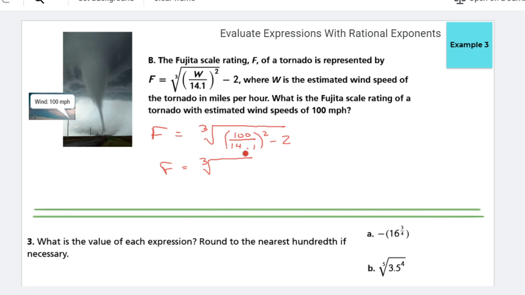Let's see. So here's what I do in my calculator. I'm going to start, let me open up my iPhone calculator, because that's what a lot of you guys use, right? I'm going to start by doing 100 divided by the 14.1.